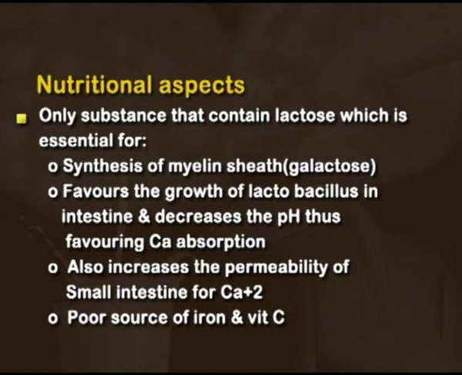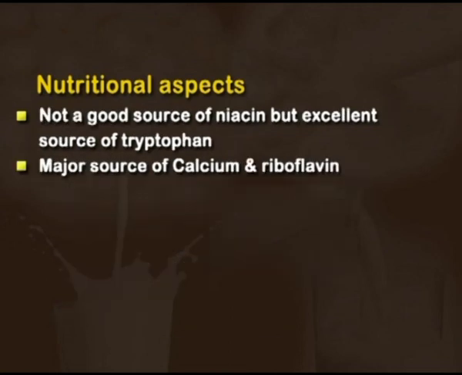Now, it's a poor source of iron and vitamin C, and it's not a very good source of niacin, but an excellent source of tryptophan, which can be converted to niacin biosynthetically in the body. It's a major source of an essential mineral like calcium and the vitamin riboflavin, which is not easily found in other foods.